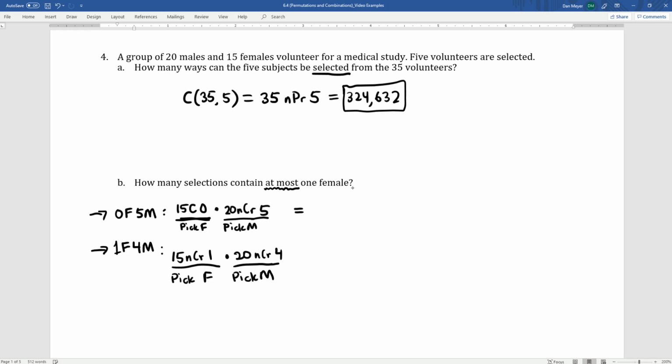When we type these things into our calculator, you should get 15,504 ways to pick 0 females and 5 males, and 72,675 ways to pick 1 female and 4 males. And then since this is a partition, these 2 sub-events are disjoint. We can just add those values together to get the total number of ways to get at most 1 female.